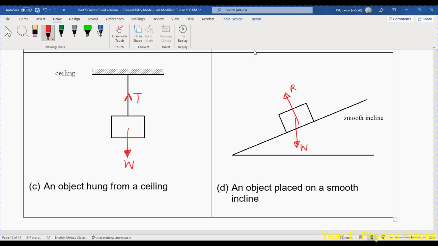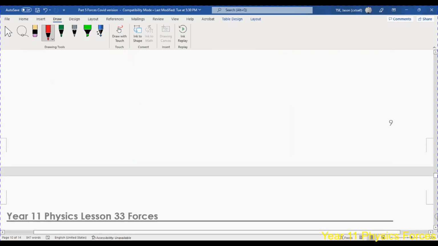Just one force. Some of you might have drawn that friction. Some of you might have this one, but it's not true. There's no such friction because the incline is smooth. For a smooth surface, there's no friction, no tension as well, okay?